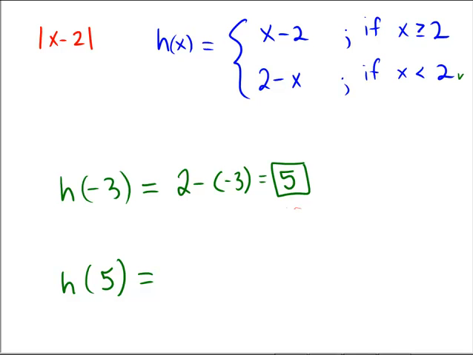h of 5, well, 5 is bigger than or equal to 2, so that's going to satisfy and follow the top rule. And the top rule says to take your number, in this case 5, and subtract 2, and 5 minus 2 is 3.